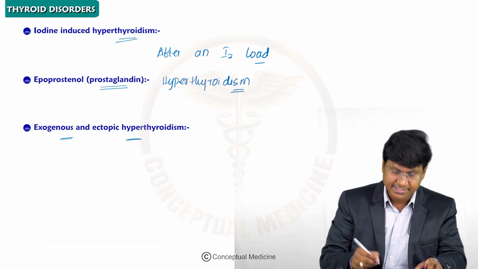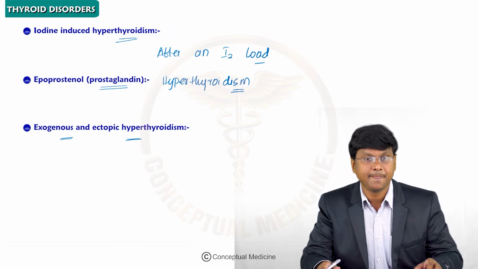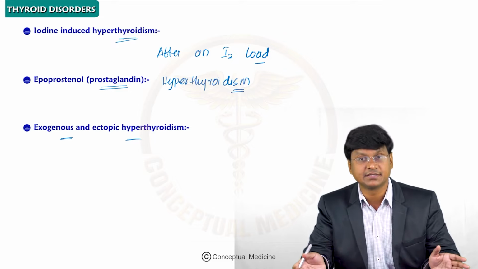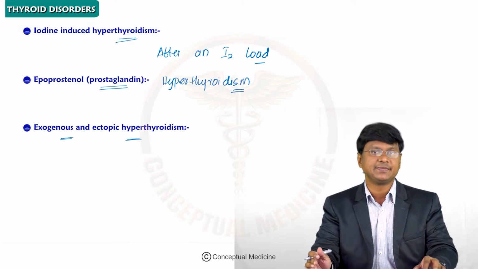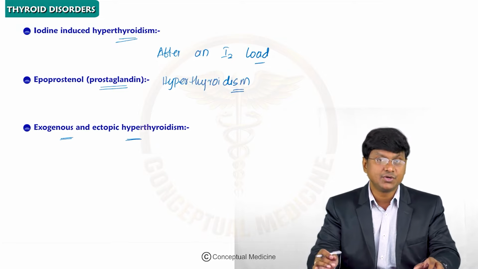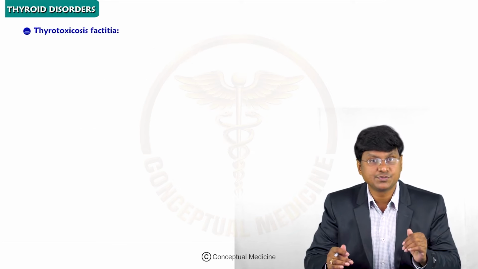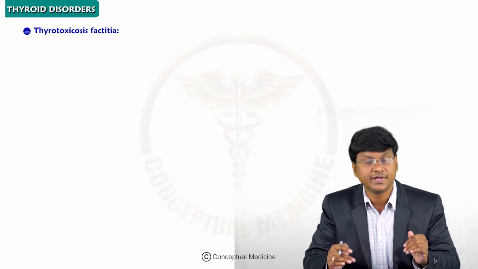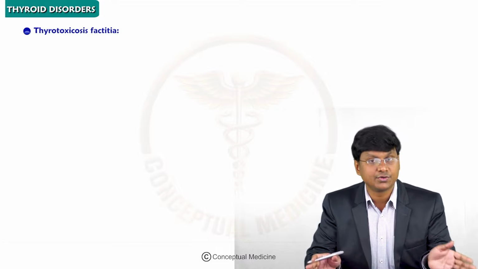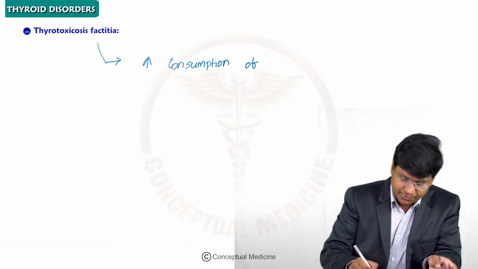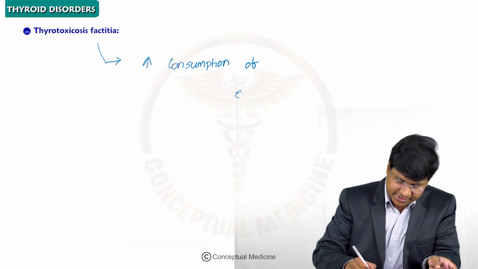Now, exogenous as well as ectopic hyperthyroidism. This is from excess thyroid hormone originating outside the thyroid gland that will result in hyperthyroidism. And we have another terminology called thyrotoxicosis factitia. Thyrotoxicosis produced due to ingestion of an excess amount of exogenous thyroid hormone is called thyrotoxicosis factitia. So this is due to excessive consumption of exogenous thyroid hormone.